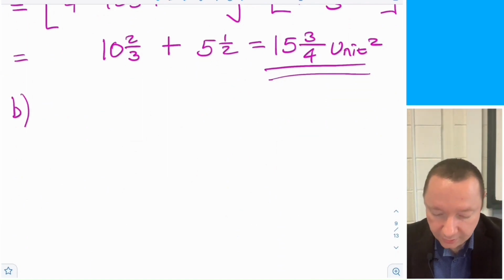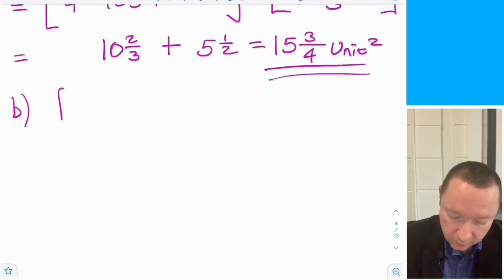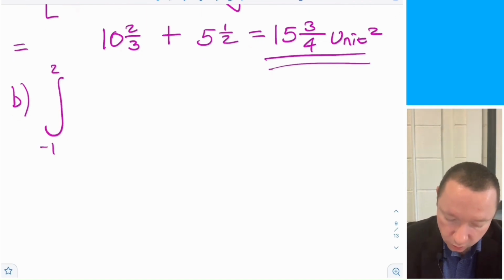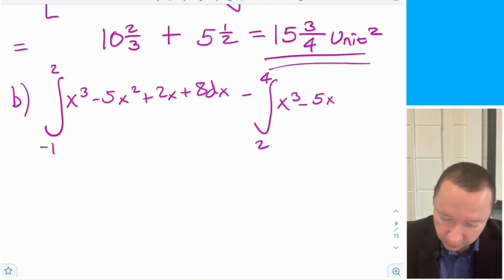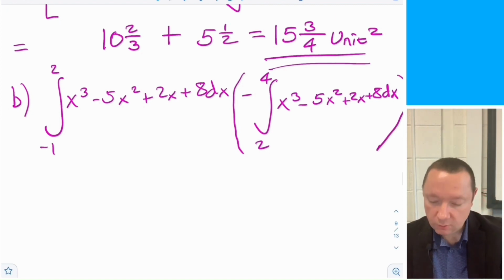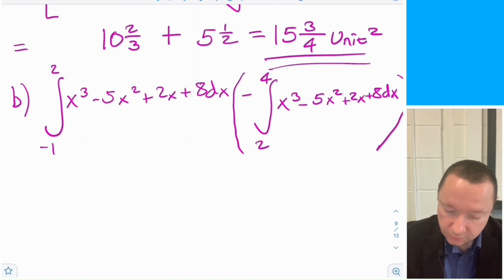So for part B, we've got our integral already between minus 1 and 2 of x cubed minus 5x squared plus 2x plus 8. And we're going to take away the integral between 2 and 4 of the same thing, x cubed minus 5x squared plus 2x plus 8 dx. Just put that bit in brackets to separate it out. And I'm going to do that bit first. I already know the answer to this bit. Let's just write that down.